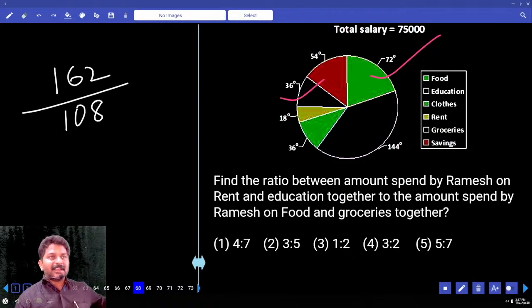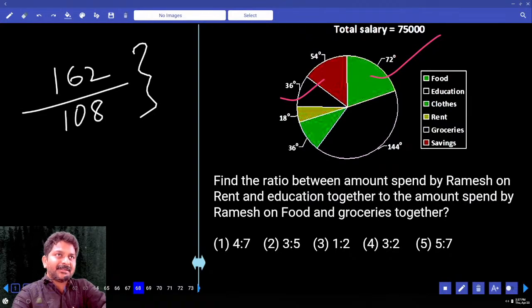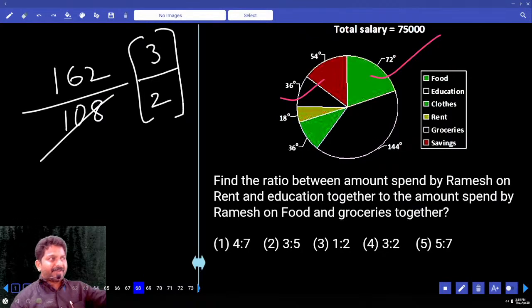And we were asked to calculate the ratio, correct? What is the difference between numerator and denominator? 54. Denominator is 54 two times only. If the denominator is 2 times, the numerator must obviously be 3 times, because there is a difference of 54. That means 1 time is the difference between numerator and denominator. Got it?